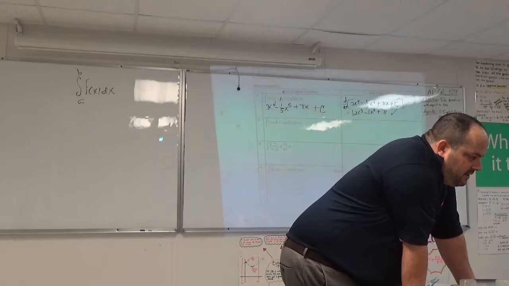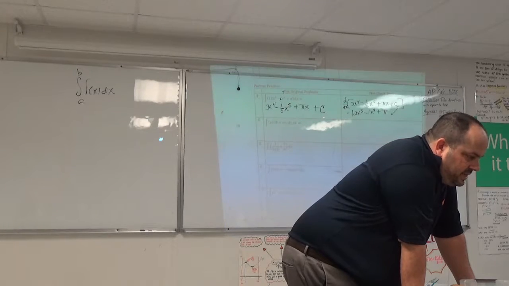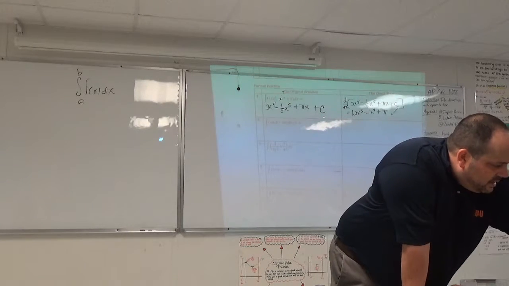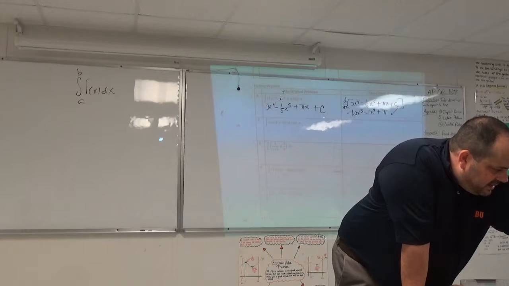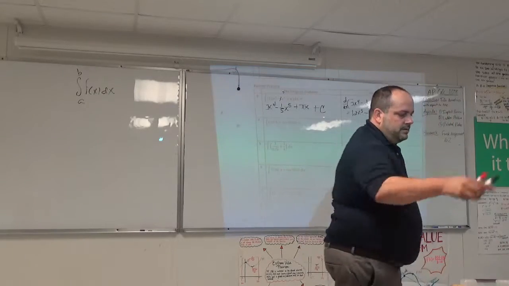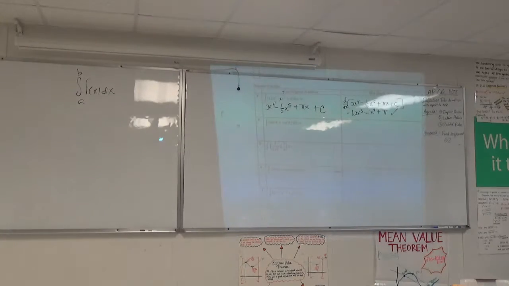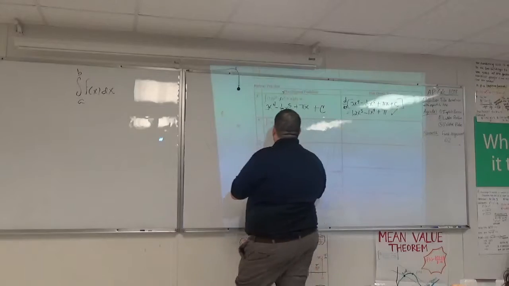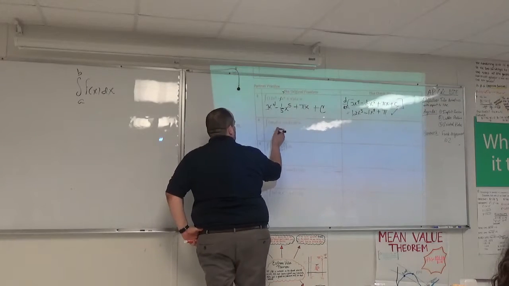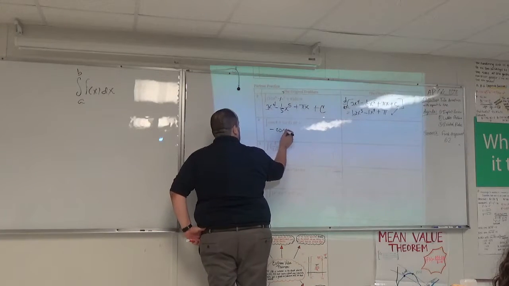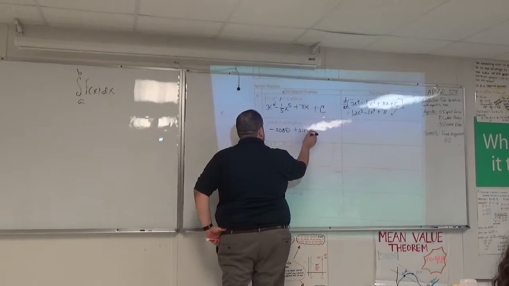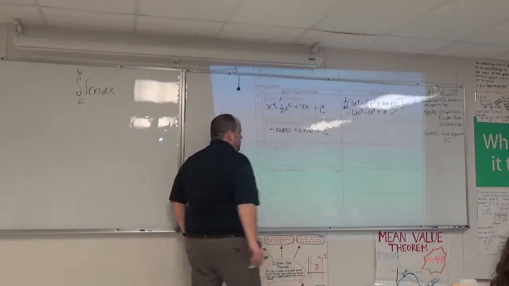I agree with you, but if you took the derivative of negative cosine theta, you get positive sine theta. But the derivative of negative sine theta, David, would be negative cosine theta. So there you go. Don't forget about the... All right, number 4 should be negative cosine theta plus sine theta plus C.